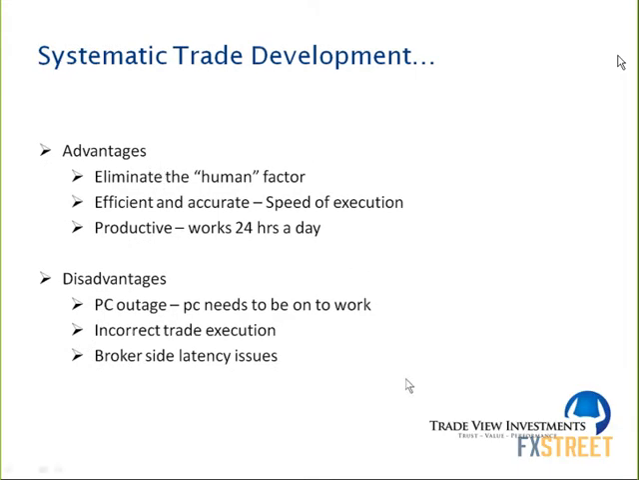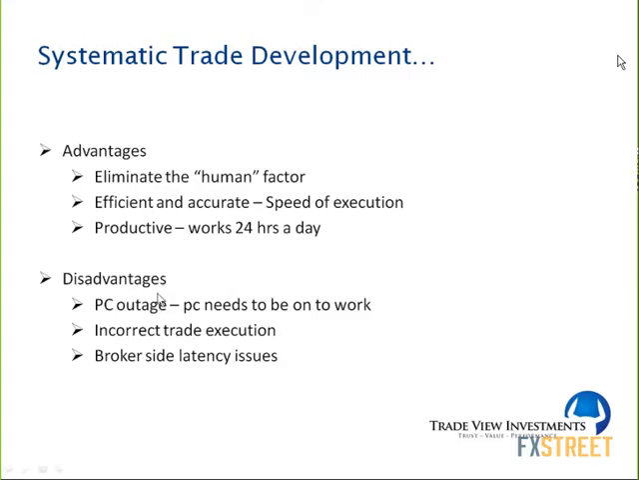Advantages of systematic trading: you eliminate the human error. It's efficient and accurate, and there's the speed of execution. So as soon as the spread variance occurs, if you used something like an algo, it would place the trade automatically pretty much when it occurs. And it's productive. It works 24 hours a day.